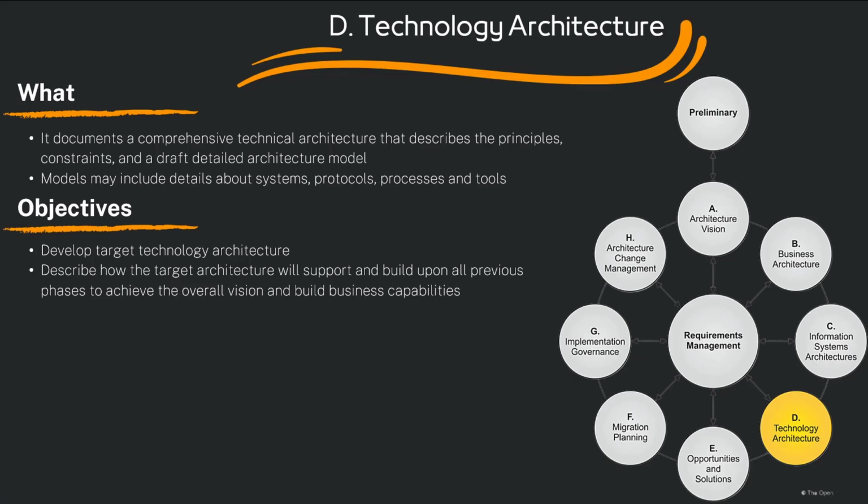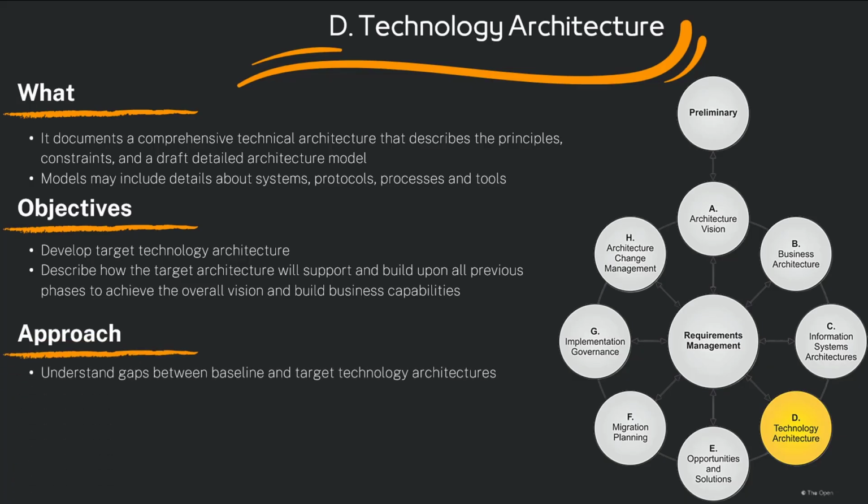The high-level approach is to first do a gap analysis between baseline and target technology architectures. We then want to look towards our research and utilize some of those emerging technologies we learned about to capitalize on any transformation opportunities. We then utilize the relevant industry-specific and technology-specific areas of the architecture repository if they exist.